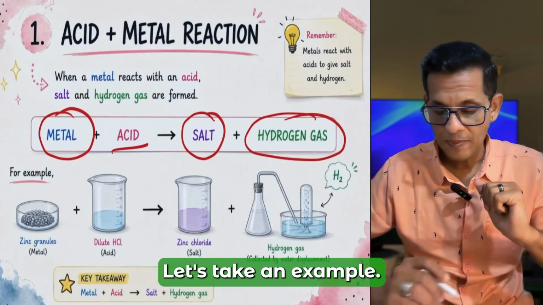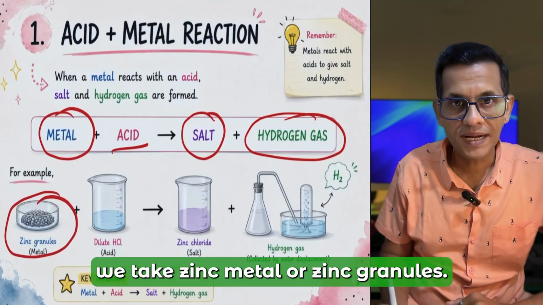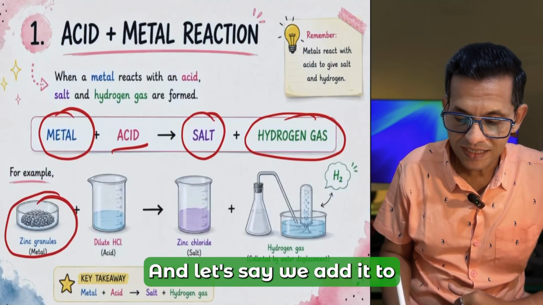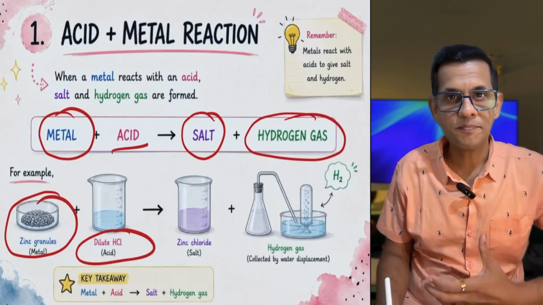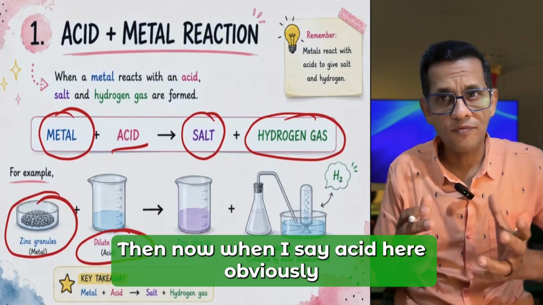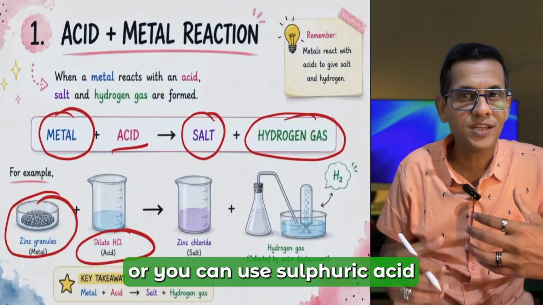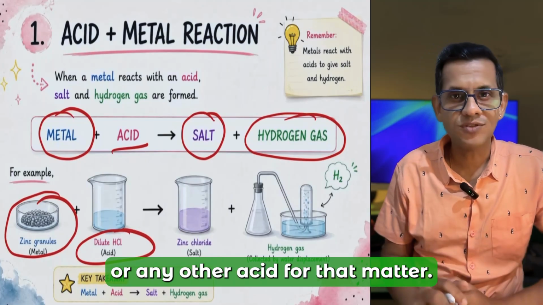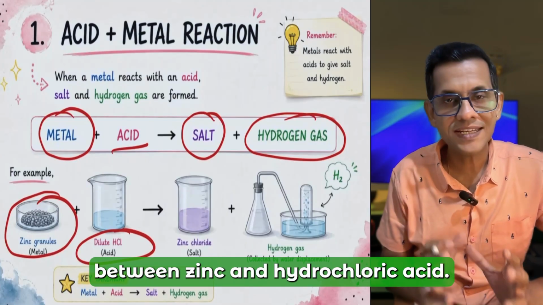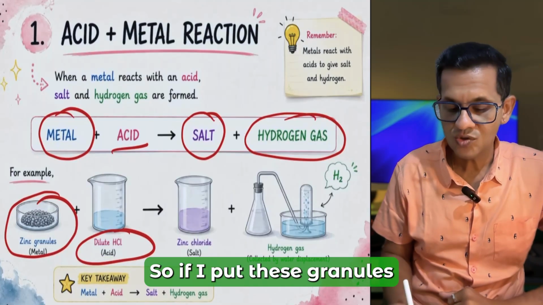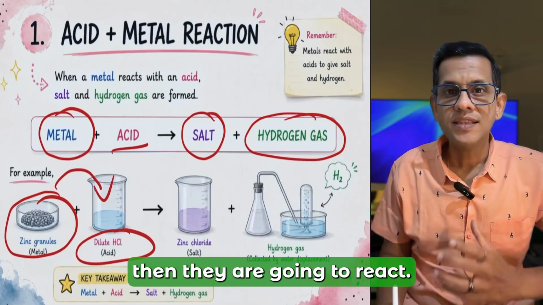Let's take an example. Suppose we take zinc metal or zinc granules, and let's say we add it to something like dilute hydrochloric acid. Now when I say acid here, obviously you can use any acid. You can use hydrochloric acid, or you can use sulfuric acid, or any other acid for that matter. So in this particular example, I'm taking the reaction between zinc and hydrochloric acid. If I put these granules in the hydrochloric acid, then they are going to react.